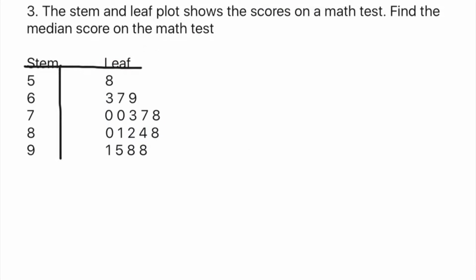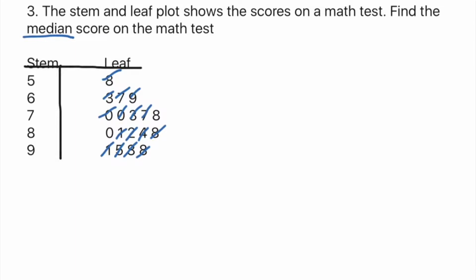Number 3, the stem and leaf plot shows the scores on a math test. Find the median score on the math test. So we want to find the median. Remember, median is the middle. So we could list all the numbers out, or we could just count inwards. So we have 58, and over here we have 98. Then we have 63, 98, 67, 95, 69, 91. And then we keep going. We have 70, 88, 70 again, 84, 73, 82, 77, 81.